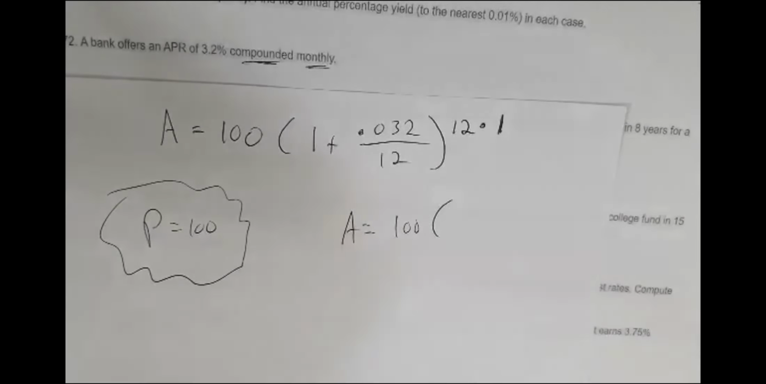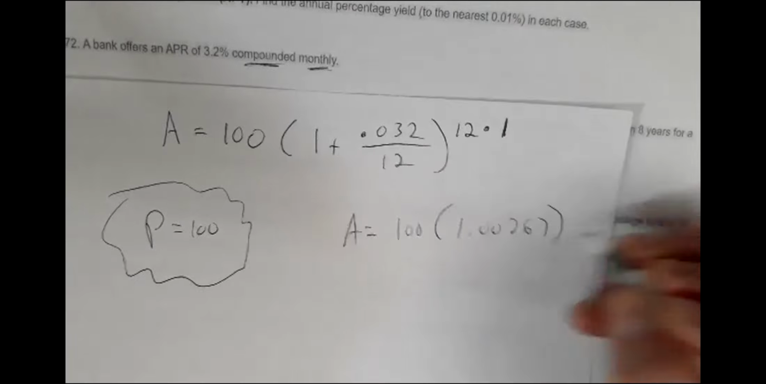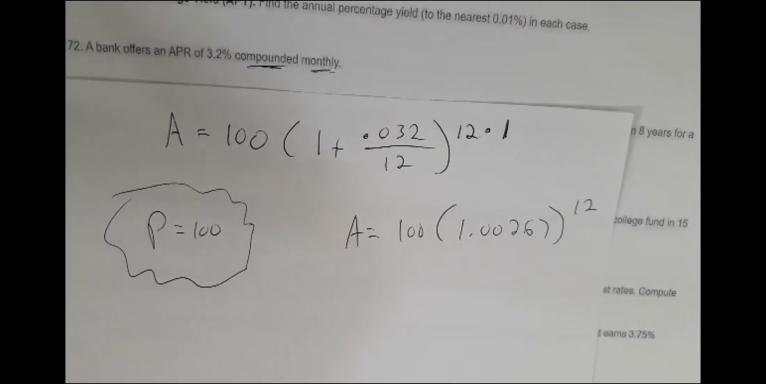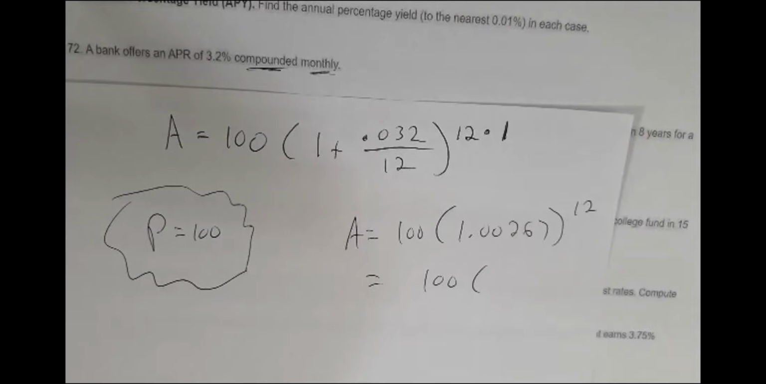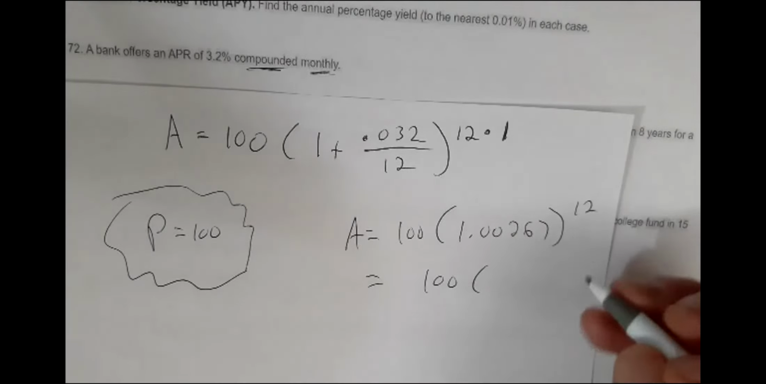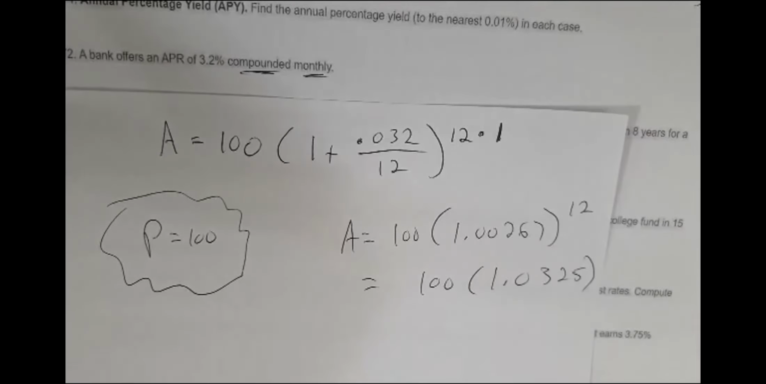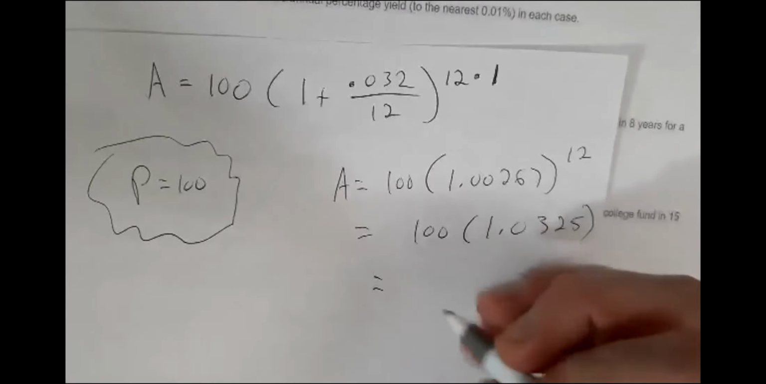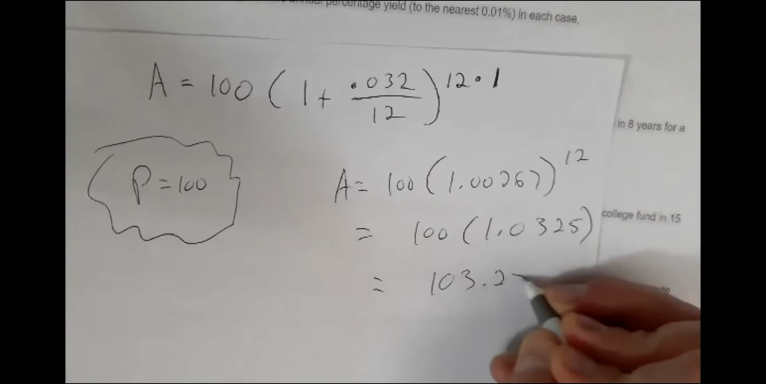And so 1 plus, and I'm getting 1.0267, somewhere in there. And I have to raise this to the 12. So again, if you're a few cents off with your solution, it's not a big deal. But when I do things, I typically don't round till the end. I try to get them as accurate as possible. So this is going to give me something like 103.25, I think.